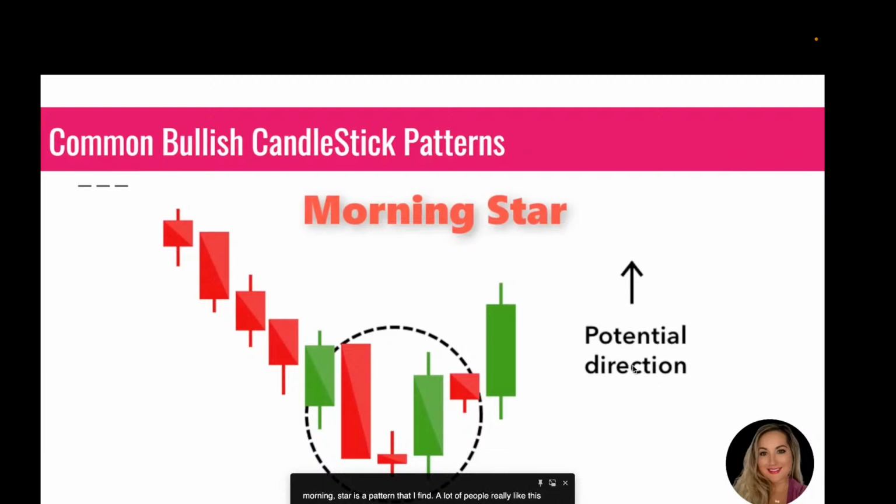Morningstar is a pattern that I find a lot of people really like. However, it does take quite a few candles for it to form, which I think is why it is quite popular when it comes to identifying this. It's multiple candles giving you that stronger confluence, and it is a little bit easier to spot.